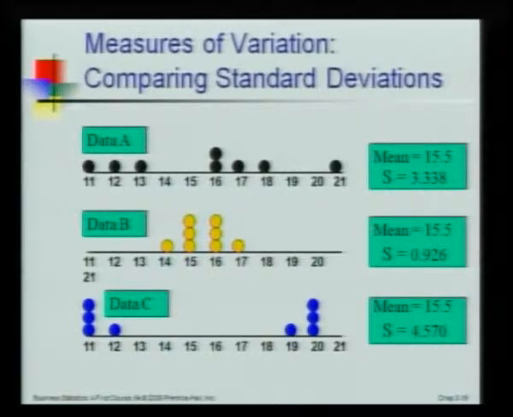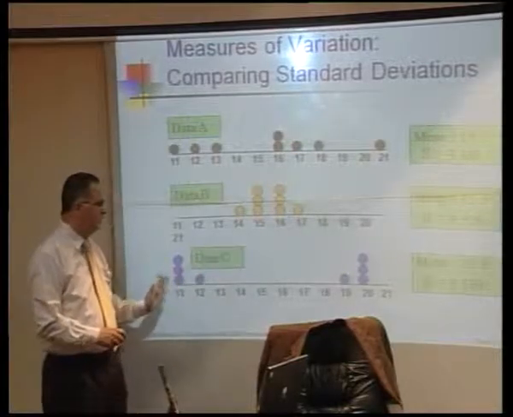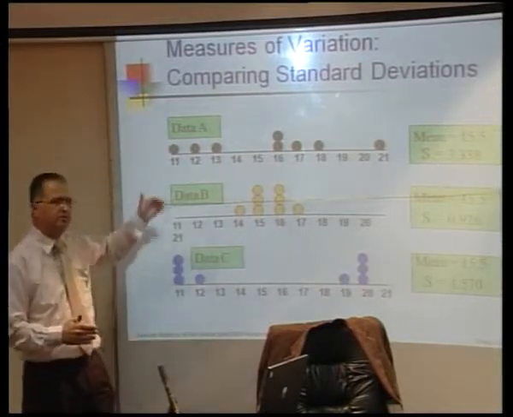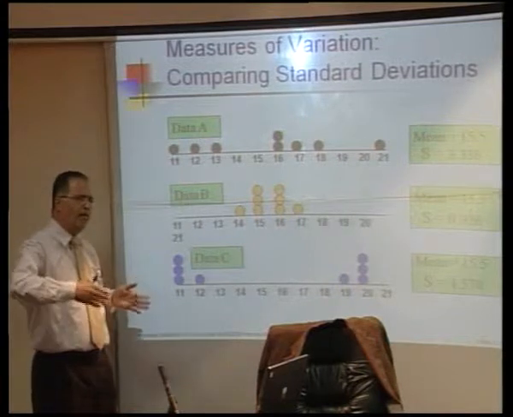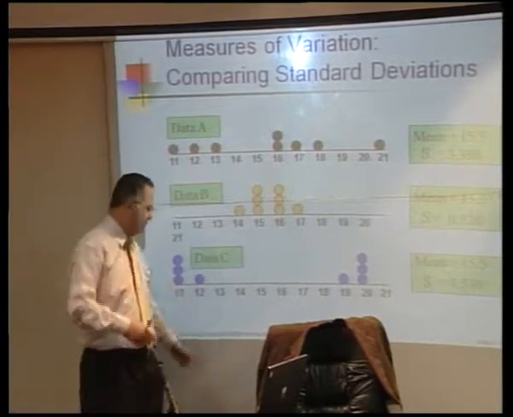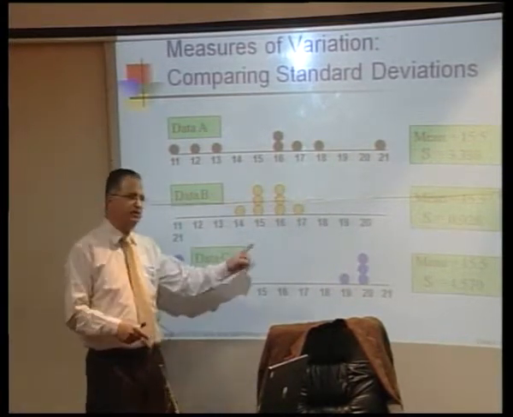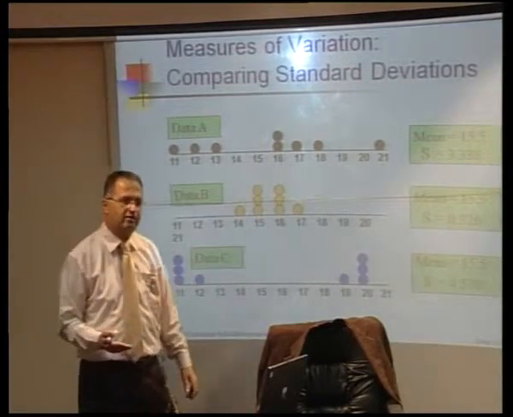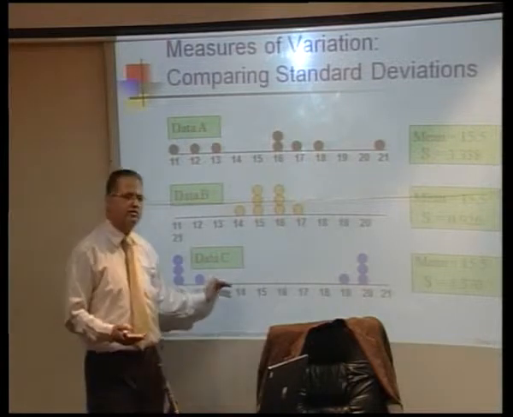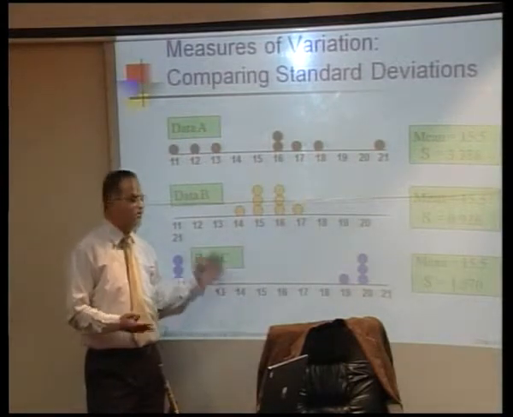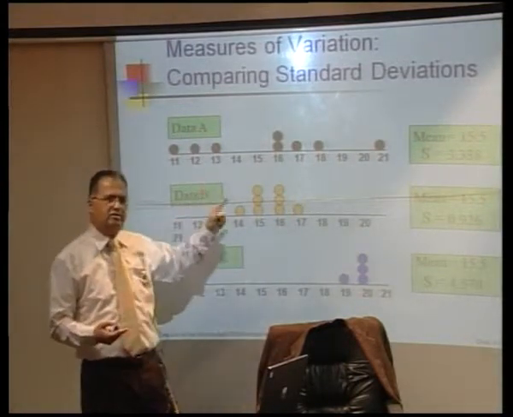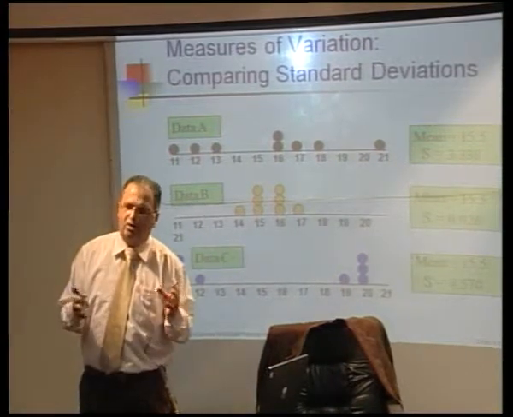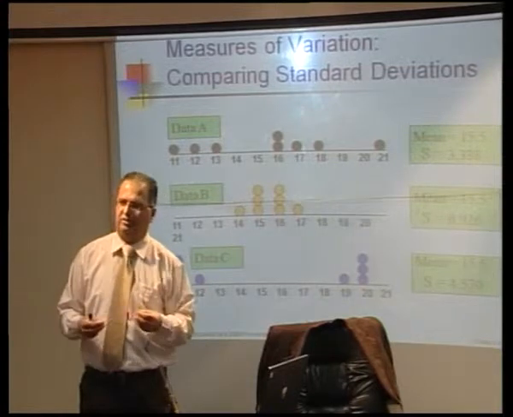Now for data C, maybe this is the worst distribution compared to the previous 2, because there is a big distance between 12 and 19. For this reason, the standard deviation is around 4.5. So it has the largest standard deviation. So by using the standard deviation, we can tell which one has the smallest or the largest deviation.